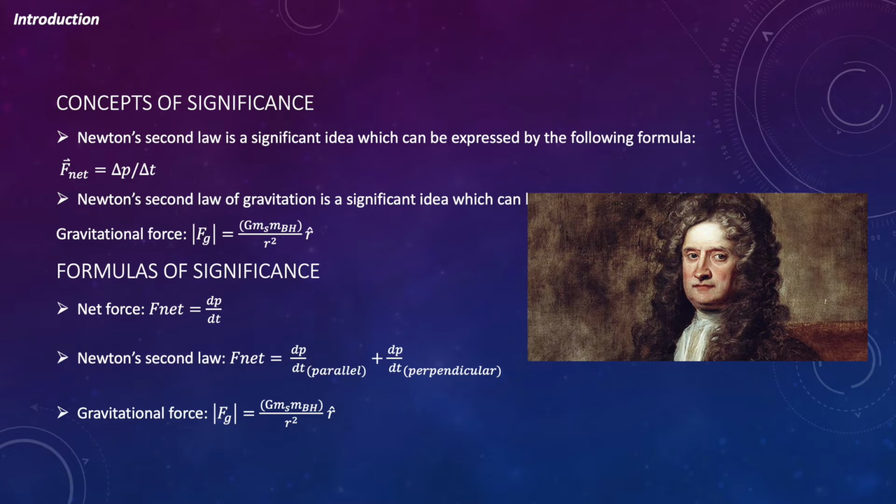The following are some concepts of significance. Newton's second law is a significant idea which can be expressed by the following formula: F net is equal to delta P by delta T. Newton's law of gravitation is a significant idea which can be expressed by gravitational force Fg is equal to G into mass of the star into the mass of the black hole by r square into r hat.